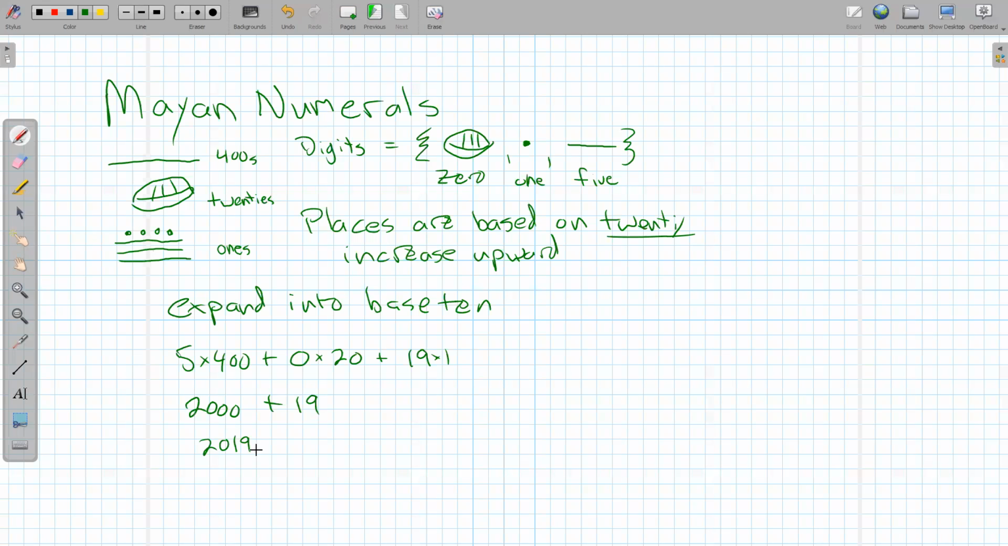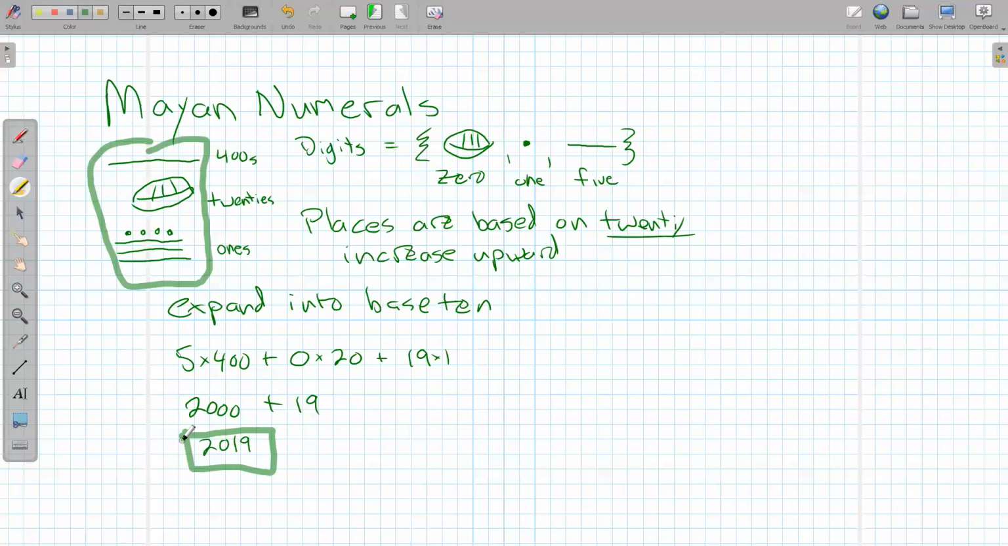So this right here again, let's see, highlighter, is the Mayan version of 2019 base 10. So again, to read Mayan numerals, you need to know what their digits meant. So we have the shell, which is nothing, the 1, which is the dot or the pebble, and the 5, which is the stick or the horizontal bar. And they group by 20, so their place values are based on 20.